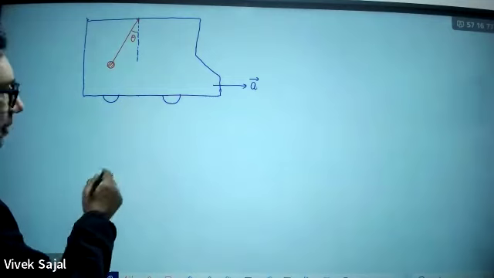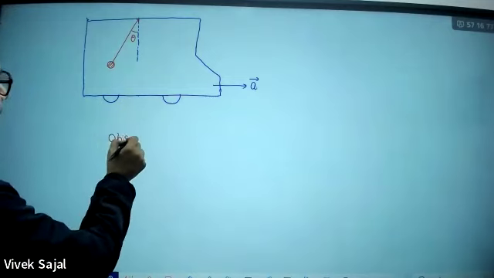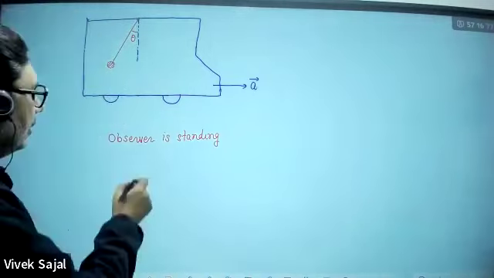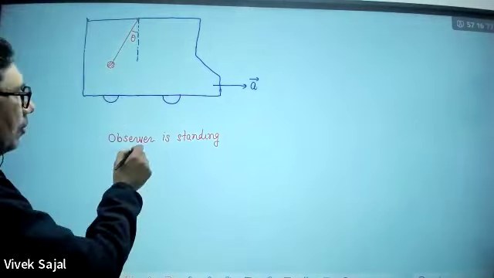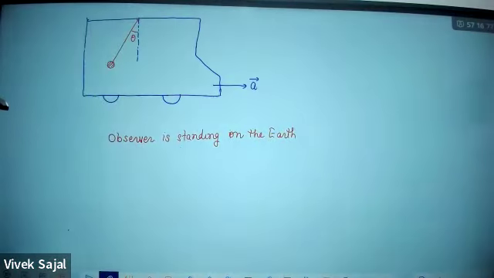Suppose you are standing on the earth. The observer is standing on the earth. This angle is real. Whether you observe from inside the bus or outside the bus, the angle is not going to change. So the observer is standing on the earth. How is he going to explain this?